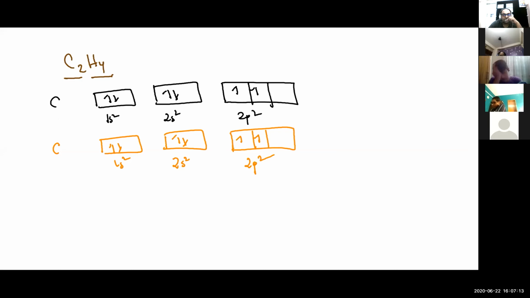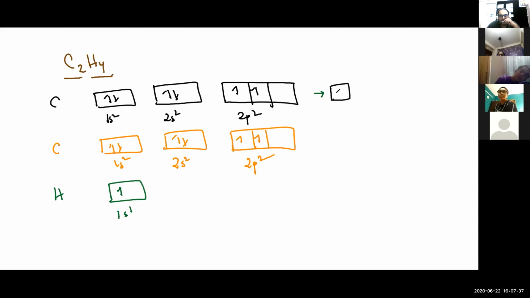And we have hydrogen, which is 1s1. Is everybody clear up to this? Yes. Okay. So after the hydrogens come and interact, what happens?